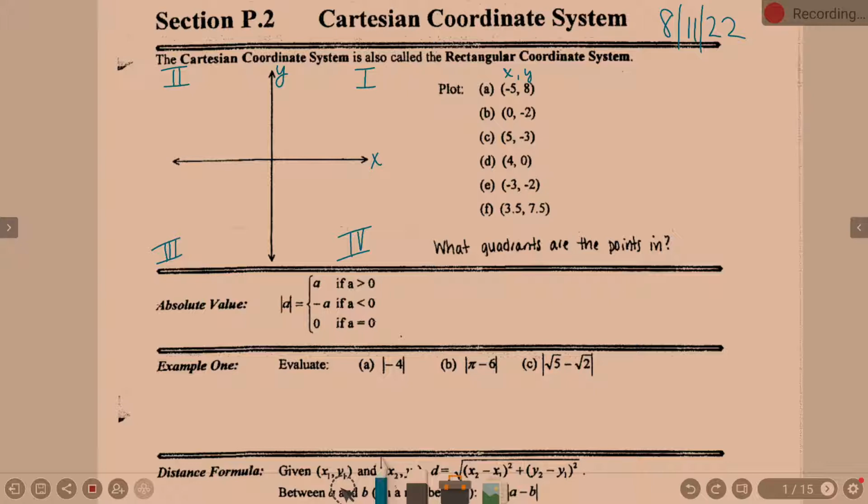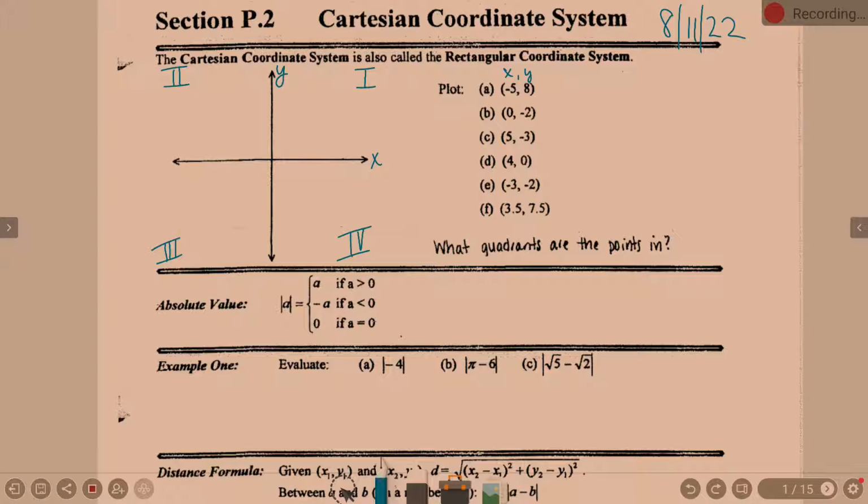Roman numerals are typically used in labeling quadrants. I'm not saying you have to number with Roman numerals. You can use regular 1, 2, 3, 4. Roman numerals are typical when labeling quadrants, but I don't care what you use.